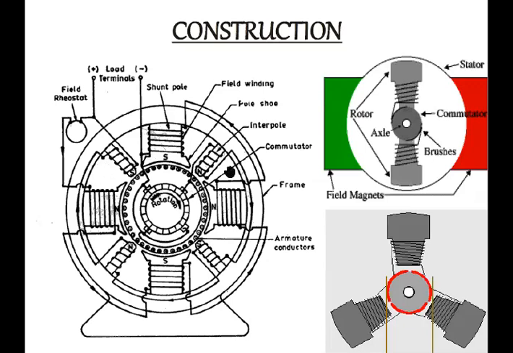Here you can see these are the field poles, and these are the load terminals, and this is the shunt pole. This is the field winding which is provided on the field pole, and this is the pole shoe. The pole shoe is like a horseshoe magnet, used to produce more magnetic flux and to reduce the effects of armature reaction. These are the interpoles between the main poles, and this is the commutator frame and armature conductors. In this diagram you can see the rotor, commutator, brushes, axle, and stator.